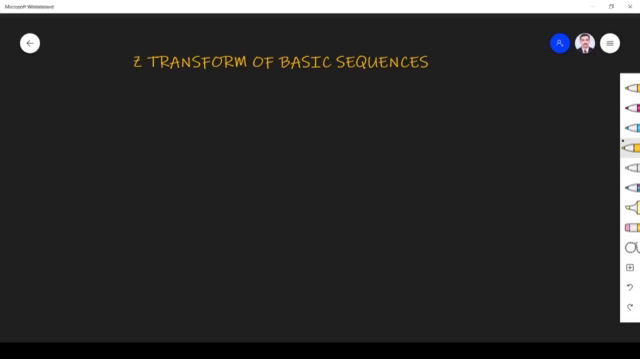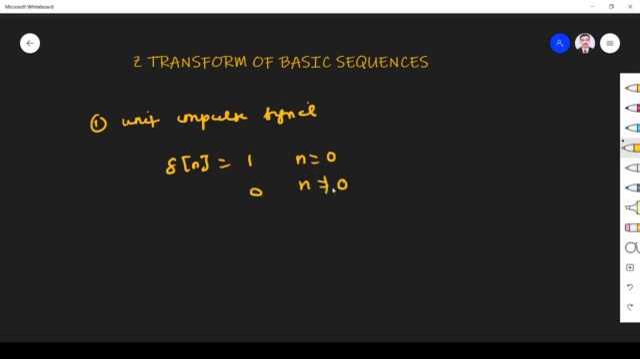Hi friends, in this video we see the Z transform of basic sequences or basic signals. Let us see the Z transform of the unit impulse signal first. We know that the unit impulse signal is defined as del of n equal to 1 when n is equal to 0, and 0 when n is not equal to 0.